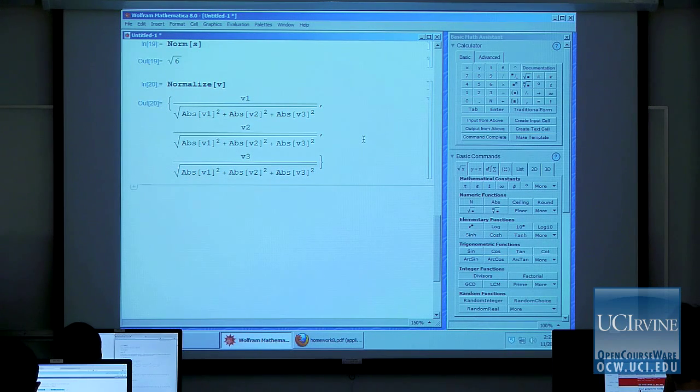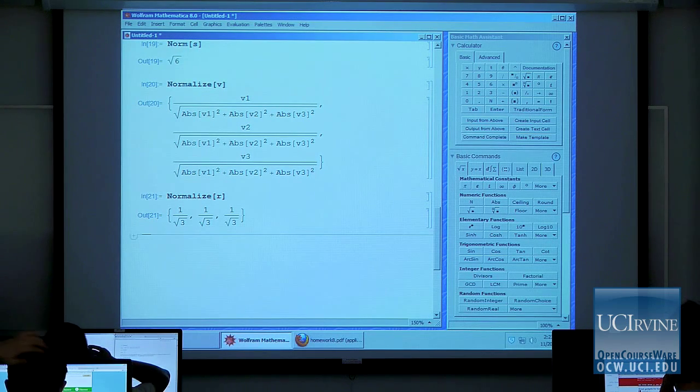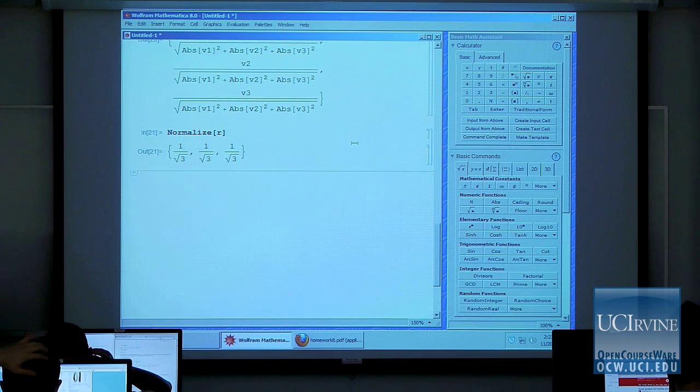All right, we can normalize R, and we get a vector with numerical components.